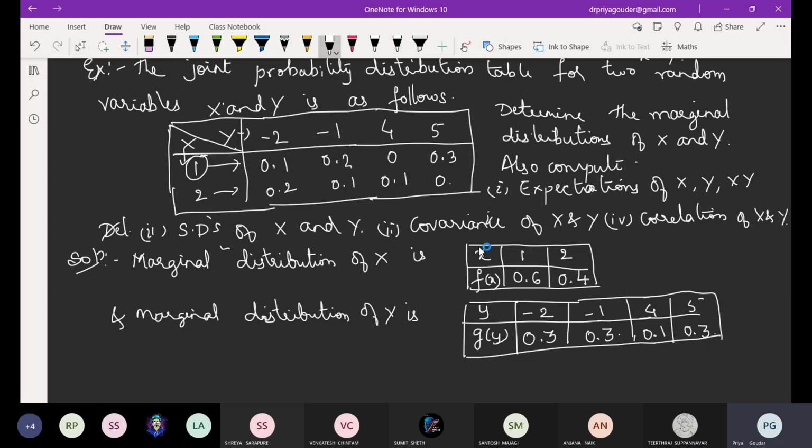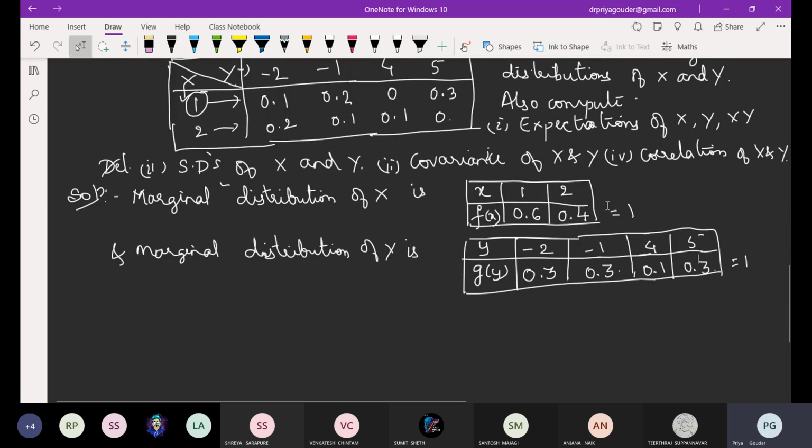Just do one observation. Add these values of f of x. Tell me what is the sum. 1. What about g of y values added up? Again, the sum is 1. So if this is 1, then only what you have written is correct. Otherwise, it is wrong. Okay, so this is how the marginal distribution is done.